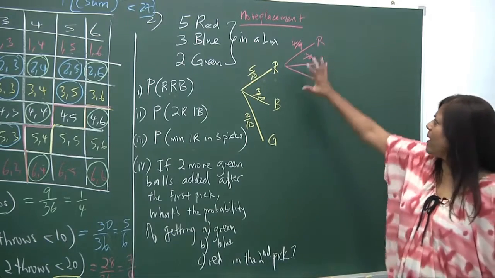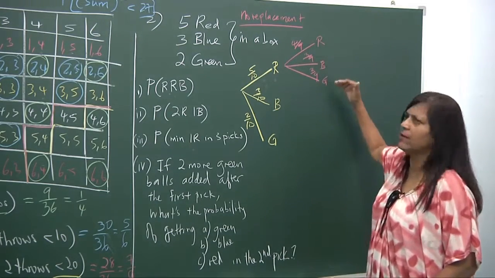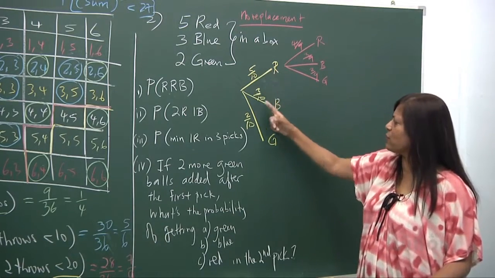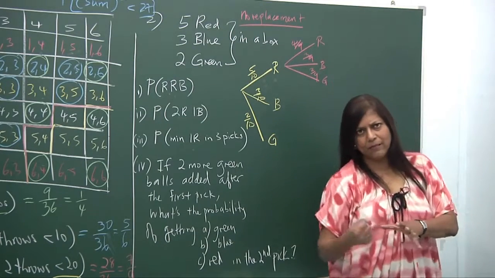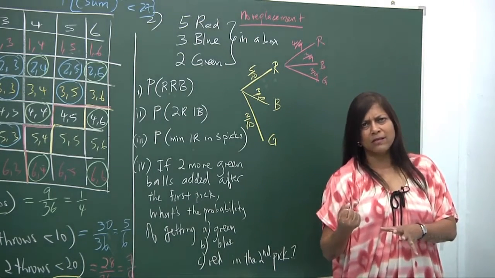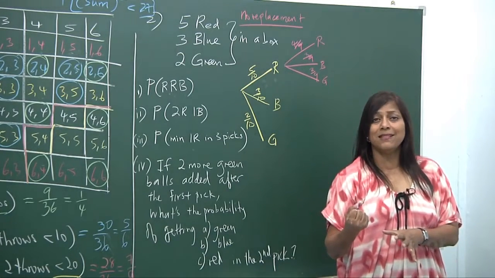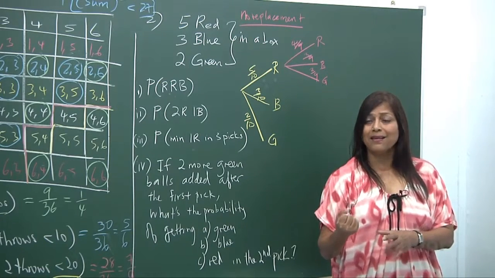Got it? Now at any one point, it should be 1 whole because it's either this or this or this, and it's definite to happen. You look at it here, 5 plus 3 plus 2, 10 upon 10 is 1 whole. When you put your hand to pick, you're going to pick a ball. It's either red, green, or blue. So there's a certainty in that event, and that's why it's 1 whole, 100%.